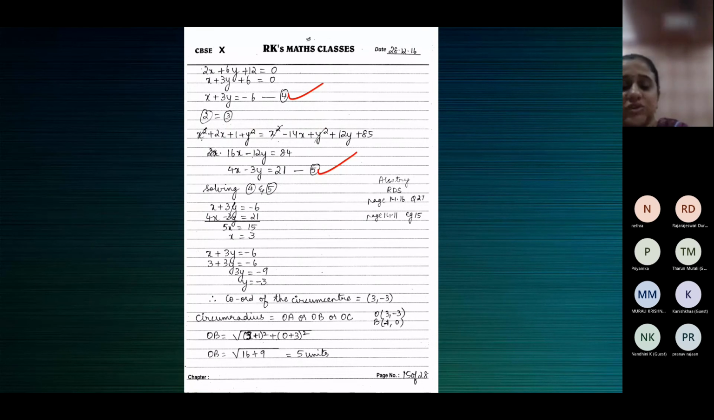So you can see after finding X and Y, we find the circumradius. You can find OA, OB, or OC for the circumradius. I have found OB. Using the coordinates of O and B, I found the distance OB, which is the radius, the circumradius. Take a picture, children. Done?